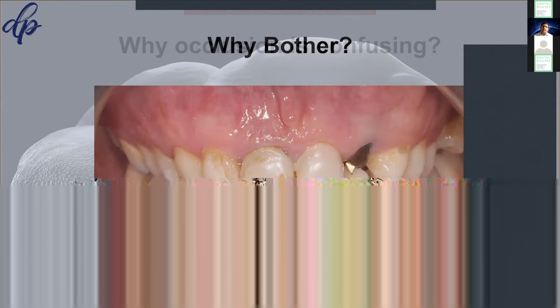Chantil, do you have any questions there? There is one question there from Rita. Should we take the restoration out of occlusion, like if you're making a crown on zone 3 and there is canine guidance, or a crown on premolars if there is a group function?